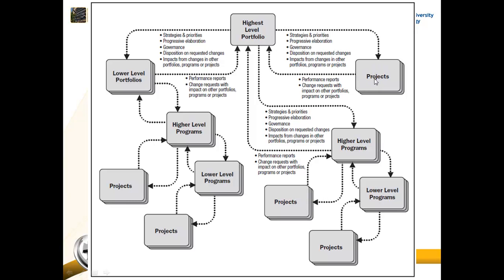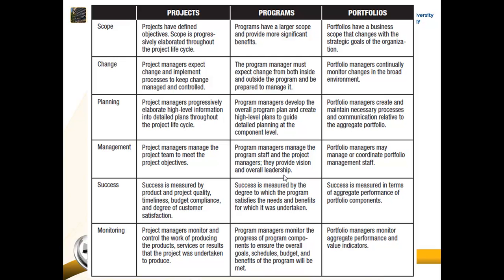All right, so the project will then give back to the high-level portfolio performance reports, change requests with impact on other portfolio programs or projects. And the same thing then happens in terms of the programs. And then at the end of the day, in order to understand the difference between projects, programs, and portfolios, you need to study this table. I'm not going to go through it in detail because I know all of you can read. But if we look, for example, at the scopes, projects have defined objectives.